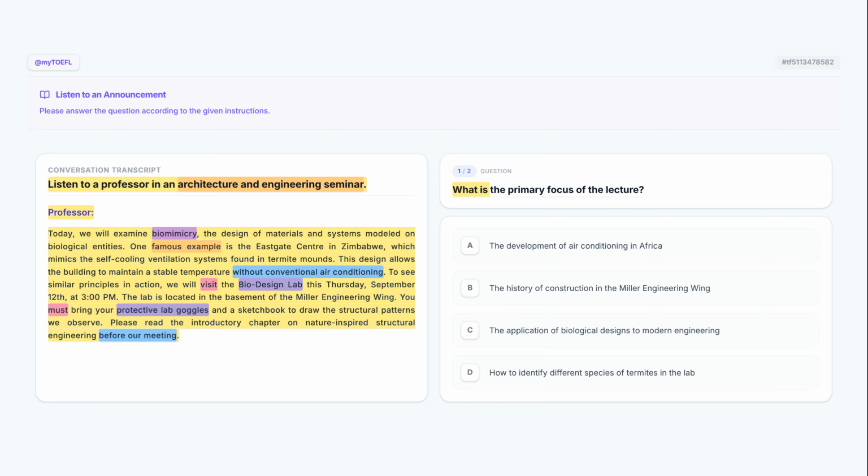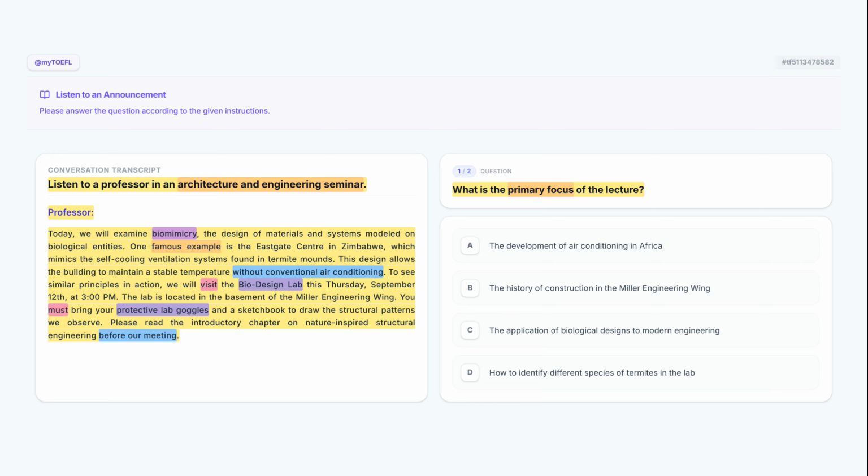What is the primary focus of the lecture? This is a main idea question, asking for the primary focus of the talk. We need to identify the overarching theme discussed from the beginning. Let's look at the choices.